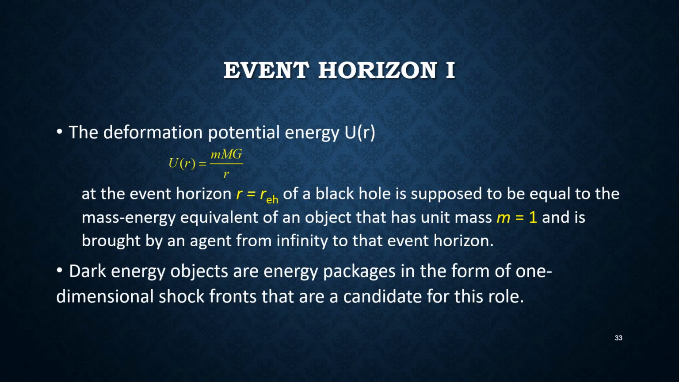The deformation potential energy U of r at the event horizon r equals r event horizon of a black hole is supposed to be equal to the mass energy equivalent of an object that has unit mass m equals 1 and is brought by an agent from infinity to that event horizon. Dark energy objects are energy packages in the form of one-dimensional shock fronts that are a candidate for this role.